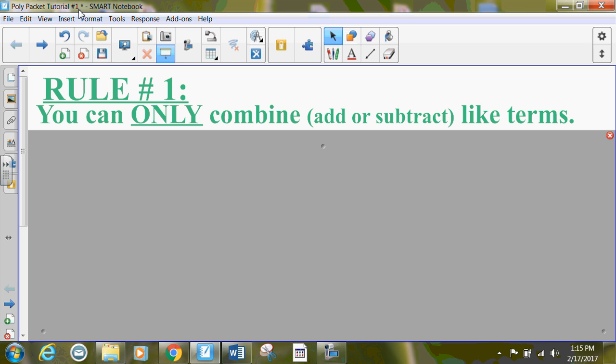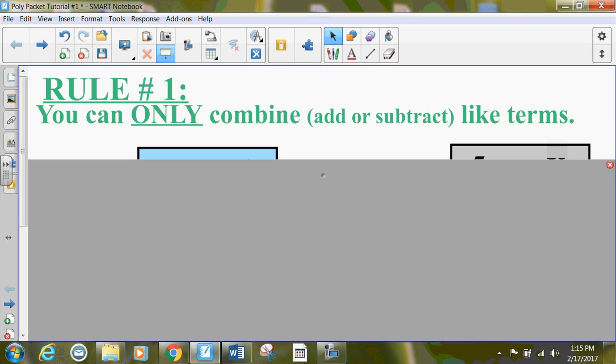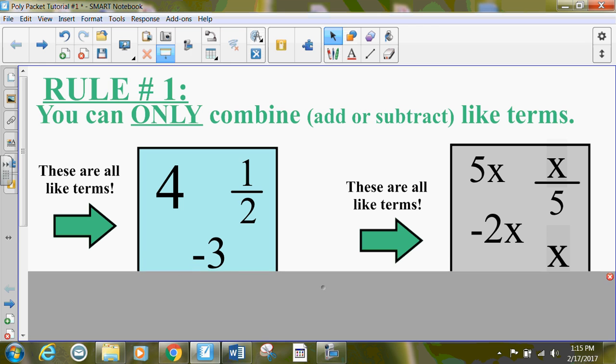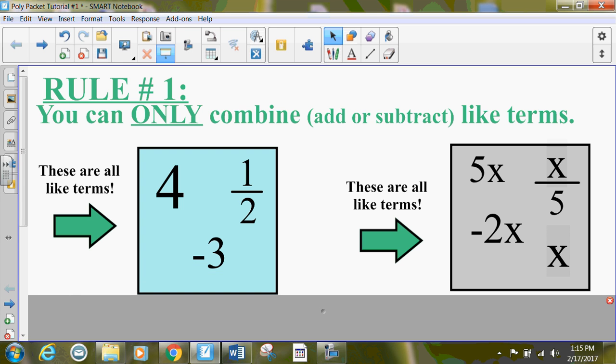And we know that when we solved equations, when there were like terms on the same side of the equal sign, we were allowed to combine them, but we couldn't combine things that weren't alike. So we're used to this rule. Just as a reminder, like terms are numbers, whether they're positive integers like 4, or a negative integer like -3, or a fraction like 1/2. Those we can all combine.